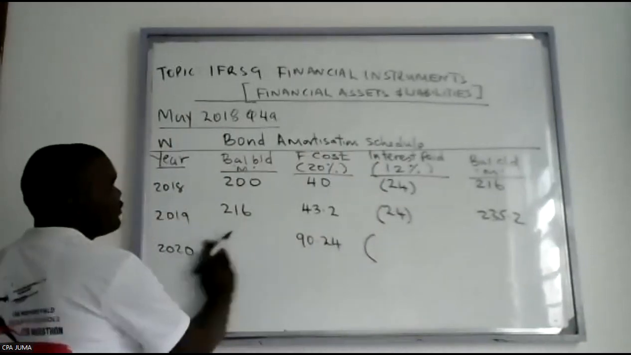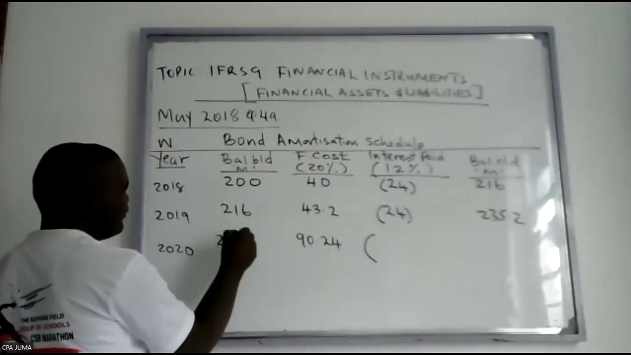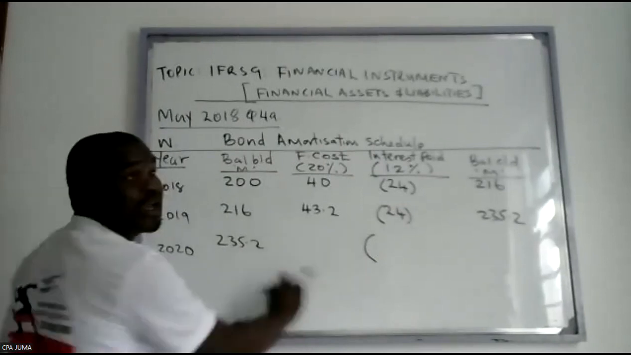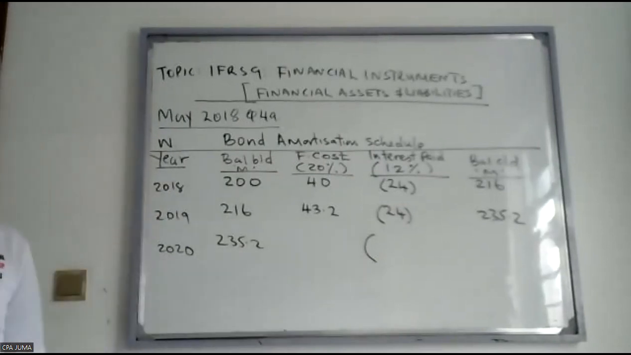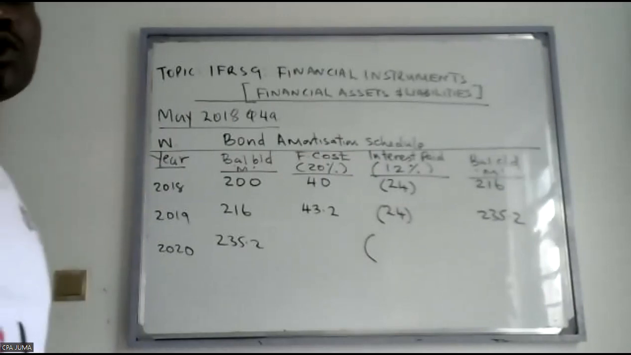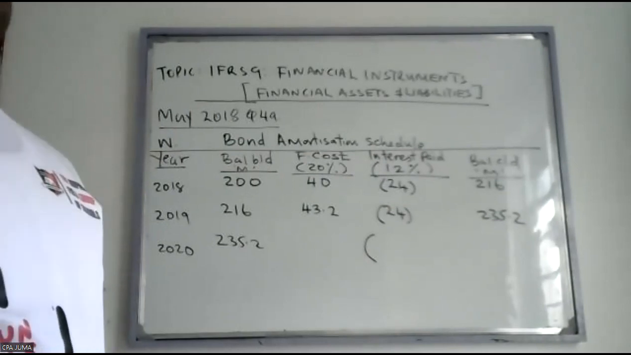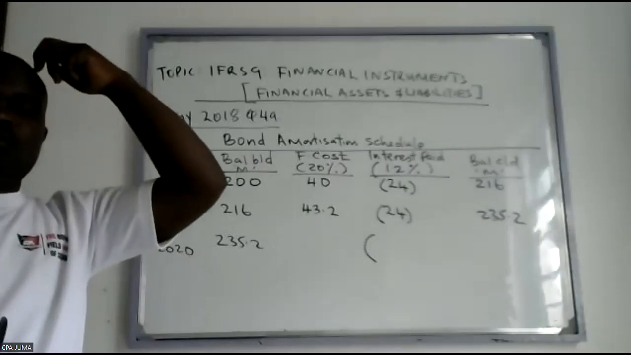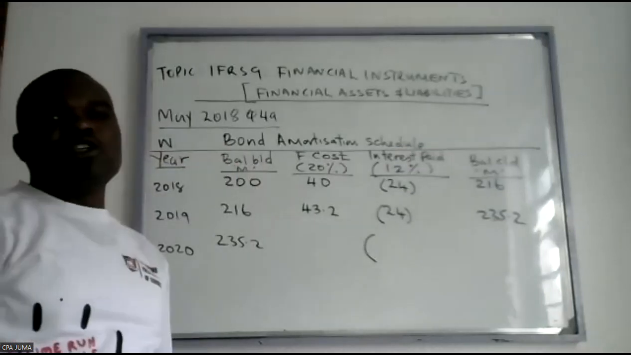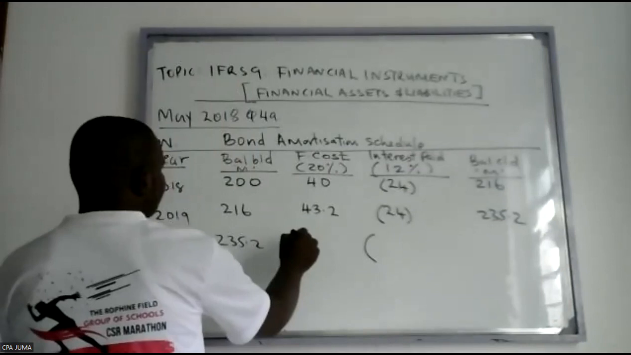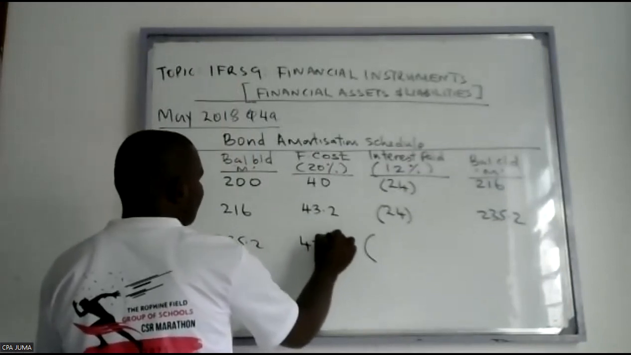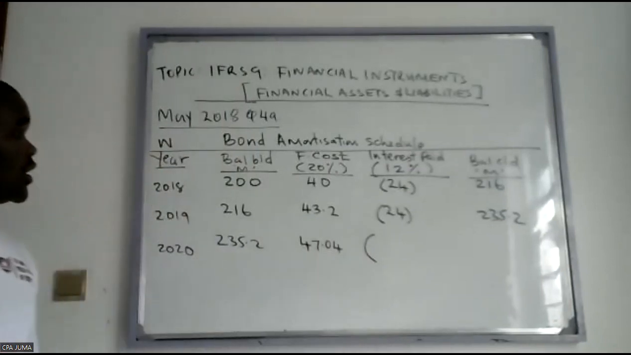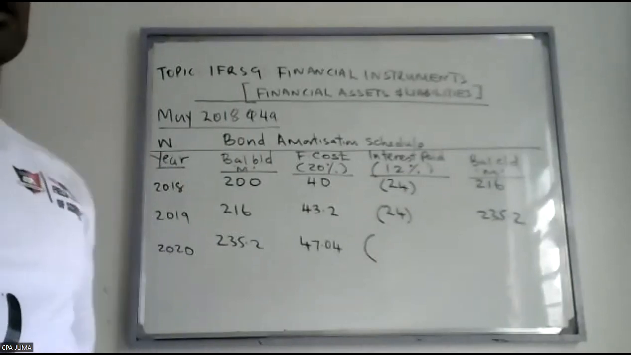So 235.2. Then it means the finance cost will also change. The finance cost will also change. Finance cost will be how much? 47.04. Thank you. All right. So rectify that just in case.